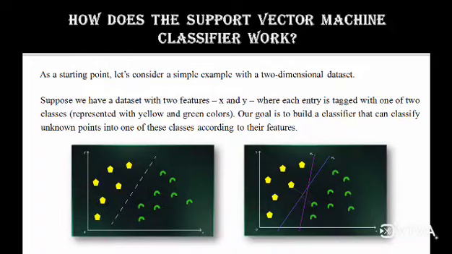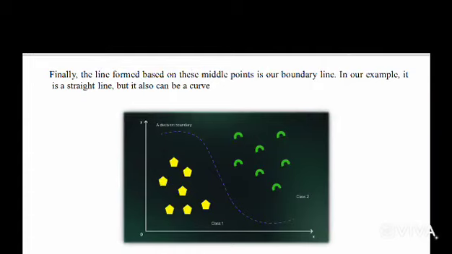We linearly connect each pair of points on opposite sides, and the center of this line is equidistant from the classes. Thus these support points on the boundary lines are actually the sequence container representing arrays. From now on we will call them support vectors. Finally, the line formed based on these middle points is our boundary line. In our example, it is a straight line, but it can also be a curve.